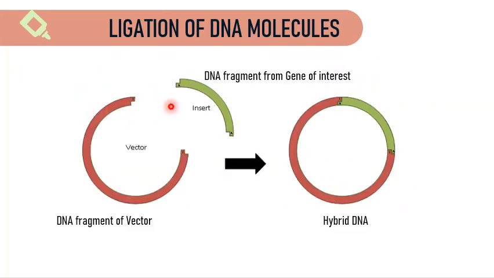And here basically what happens, the DNA fragments of the vectors and DNA fragments from the gene of interest both will get hybridized, or they will be ligated, glued together to form hybrid DNA.